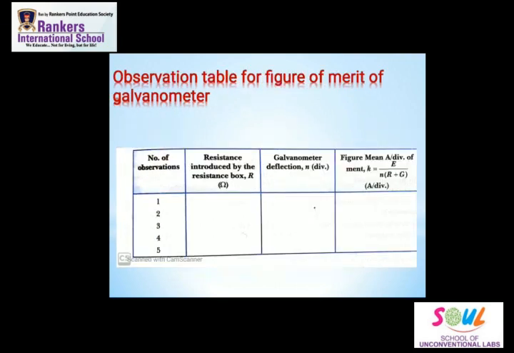In the second observation table, we need the resistance of high resistance box, galvanometer deflection, and the value of EMF. We can write the value of high resistance and galvanometer deflection from table 1. Now we are performing our practical with the help of devices.